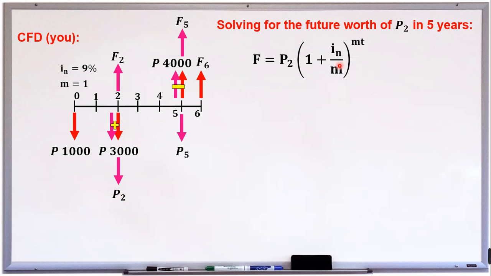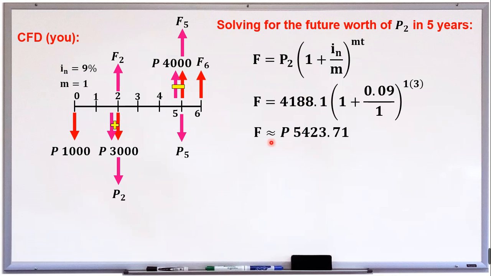So we're going to use this formula. The T here is the number of years from year 2 to year 5, and that is equal to 3, as you can see on the next line of our solution. Again, plug in the values for our variables. So you have the future worth of B2 in 5 years equal to 5,423.71.